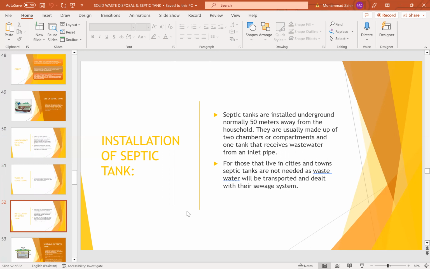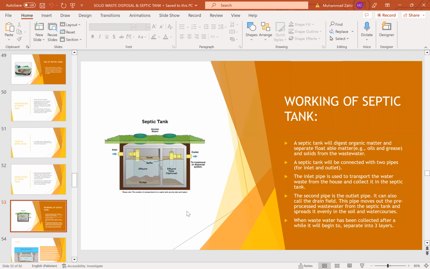Installation of septic tanks. Septic tanks are installed underground, normally 50 meters away from the household. They are usually made up of two chambers or compartments and one tank that receives wastewater from the inlet pipe. For those that live in cities and towns, septic tanks are not needed as wastewater will be transported and dealt with by their sewage system. So if you see the septic tank, you can see the inlet and the outlet. And these are the two chambers in it, and these are the access risers.